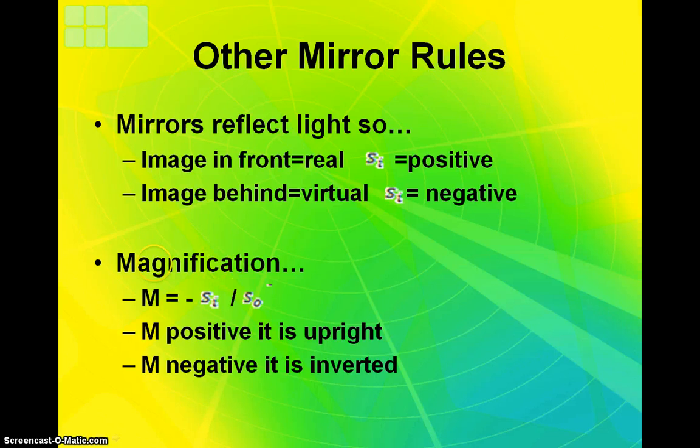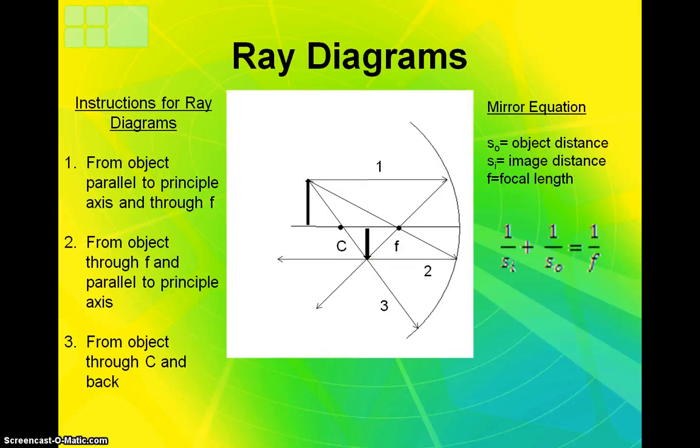Now we can also look at the idea of magnification. In order to calculate magnification, you do the opposite of image over object. If M is positive, then it's upright. If M is negative, then it's inverted. So if we look back at the two previous examples, you can sort of see how this happens. So let me just click back up, and you can see it.